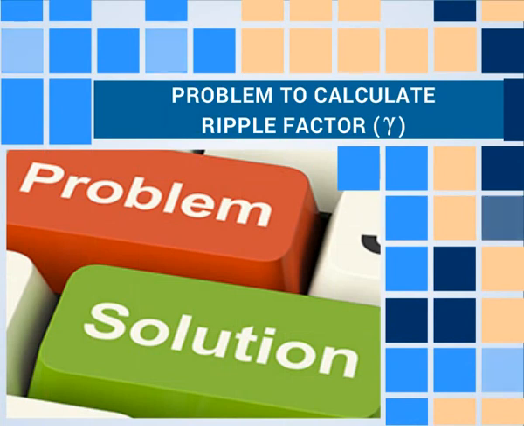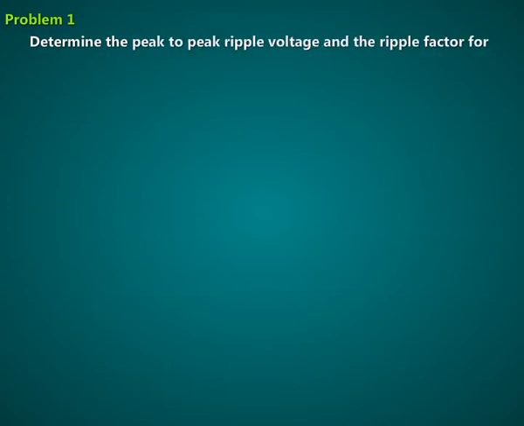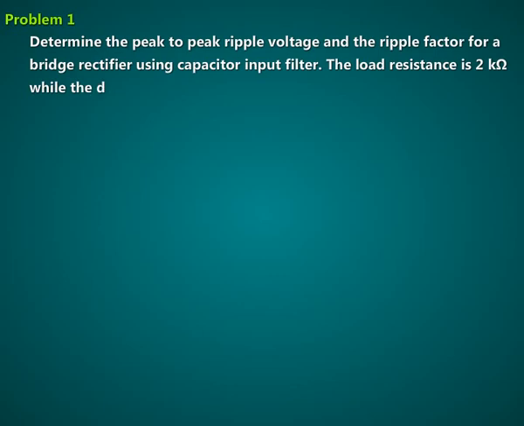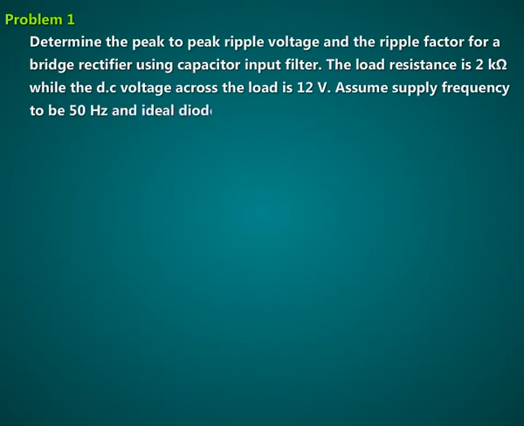Problem to calculate ripple factor, gamma. Determine the peak-to-peak ripple voltage and the ripple factor for a bridge rectifier using capacitor input filter. The load resistance is 2 kilo ohms, while the DC voltage across the load is 12 volts. Assume supply frequency to be 50 Hz and ideal diodes. The capacitor of 100 microfarad is used in the filter circuit.